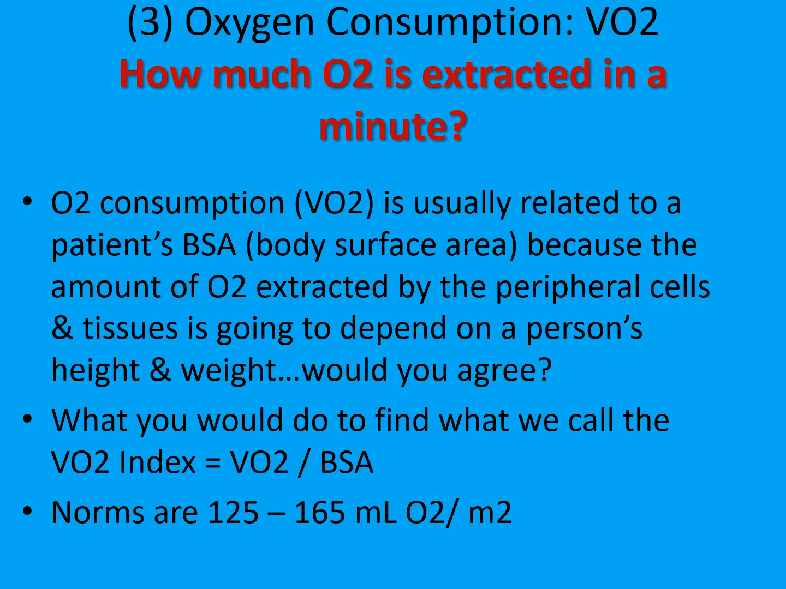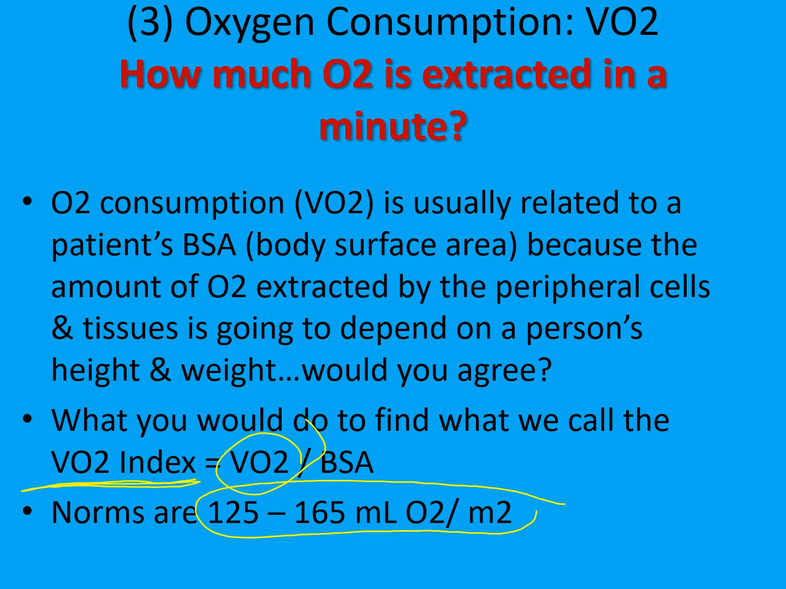When we're looking at this, we're looking at per body surface area. We need to factor that in so that it's more accurate. If we factor in a patient's body surface area, that's when we would call it a VO2 index. This is where we take their VO2 and divide it over their body surface area. The normal range is 125 to 165 mLs of oxygen per meter squared, and that's a way to see what's normal for that particular patient.